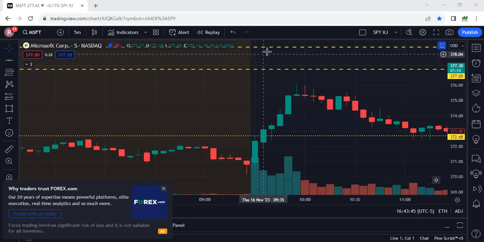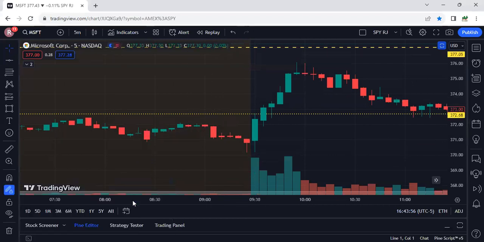Can you explain it again and the risk to reward? Okay, yeah, for sure. Will you teach how to place the stop loss? Yep, for sure. Okay. So let's walk through it.